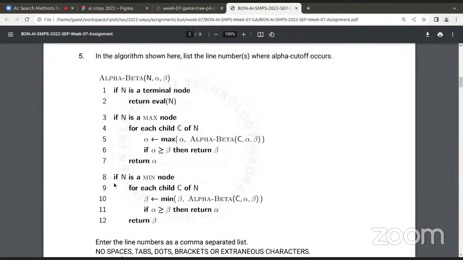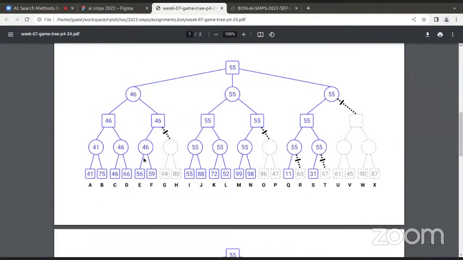See, your question is, we are looking at a min node. Let us understand, E is a max node. The parent of E is a min node. This is 46. So let's say A, this is B level, this is C level, this is D level. D1, D2, D3. Now we are looking at D3.